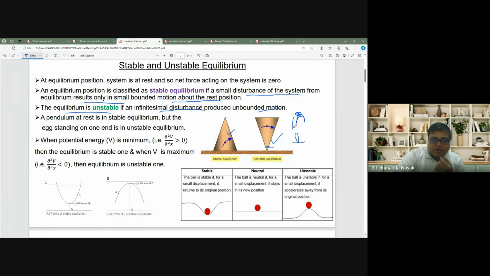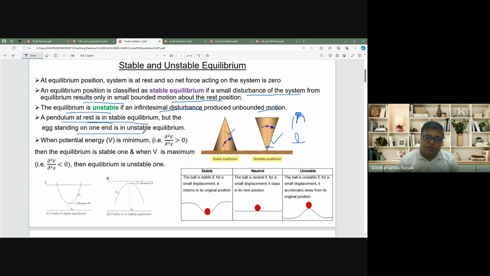So how do we mathematically know? For example, a pendulum at rest is a stable equilibrium, but the egg standing on one end is an unstable equilibrium. But in both cases, since force is zero, what about the potential? The force is the derivative, minus del V by del x. So at equilibrium force is zero, that is, del V by del x is equal to zero. So V is a stationary quantity, maybe maximum or maybe minimum.